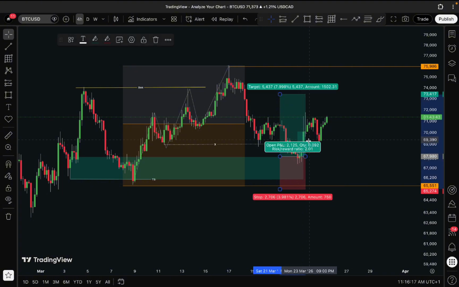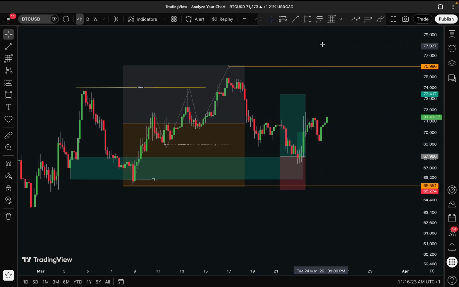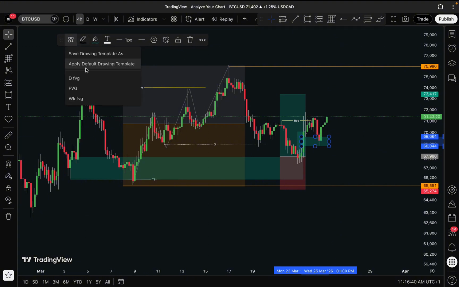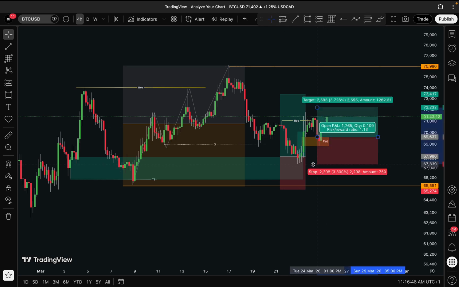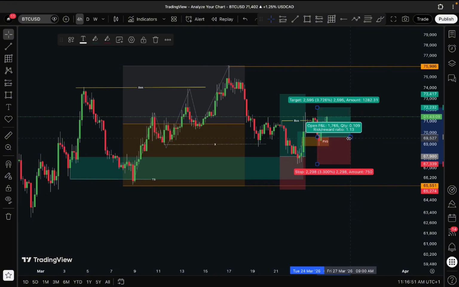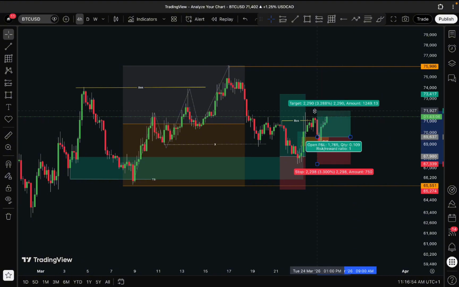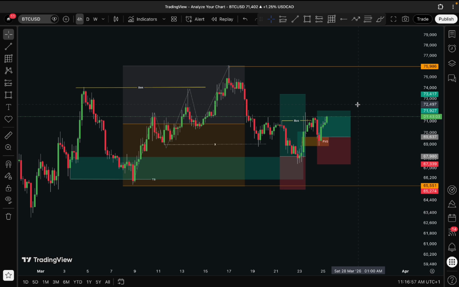yesterday. So as soon as price tapped into this point of interest, we had a change in the state of delivery. We had a change in the state of delivery here. As soon as I saw this change in the state of delivery, we saw this bullish fair value gap. So I entered this trade for a 1 to 1 risk to reward. My stop loss went straight to this low, and I'm aiming for a 1 to 1.